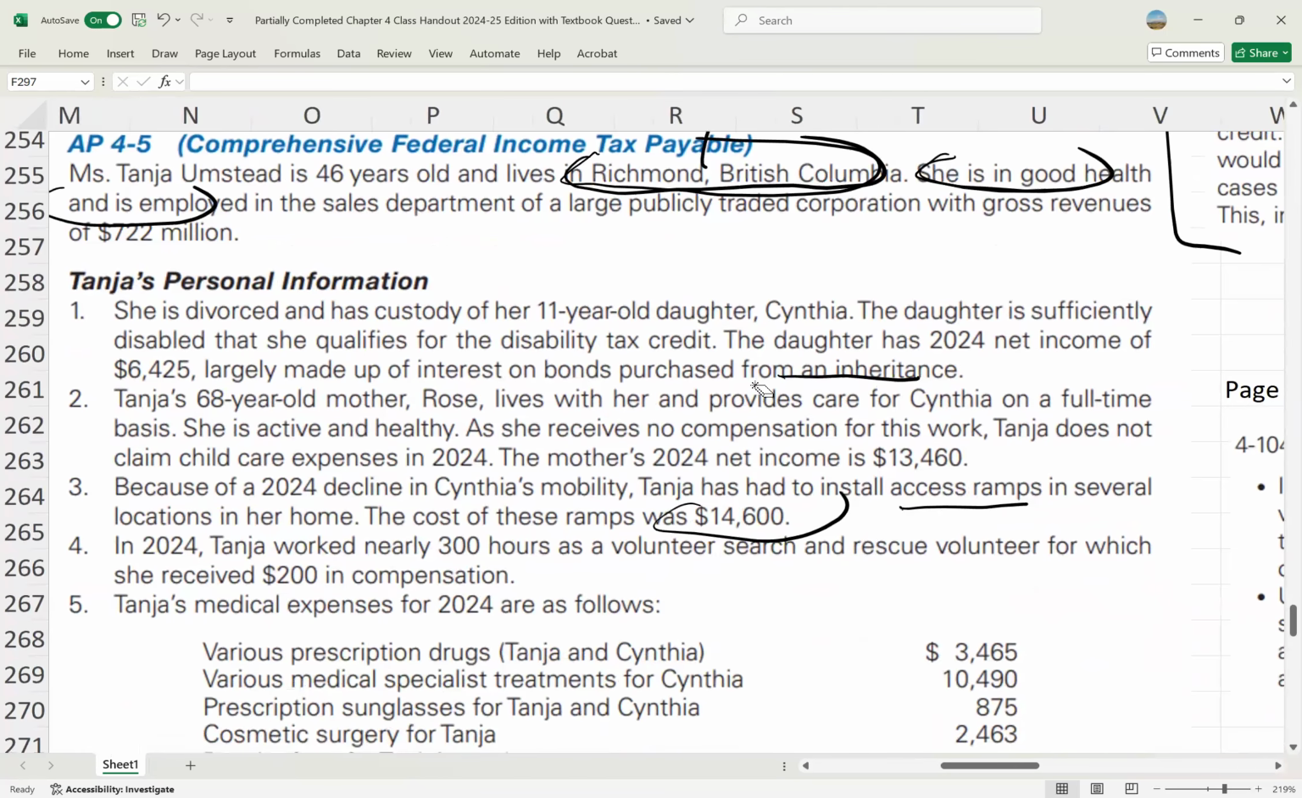So number 4, Tanya worked nearly 300 hours as a volunteer search and rescue volunteer, for which she received $200 in compensation. So this is one of those tax credits that you're probably not going to see that often. Even if you were doing a lot of tax returns, this is only available for someone who volunteers as a community firefighter or as a search and rescue volunteer.